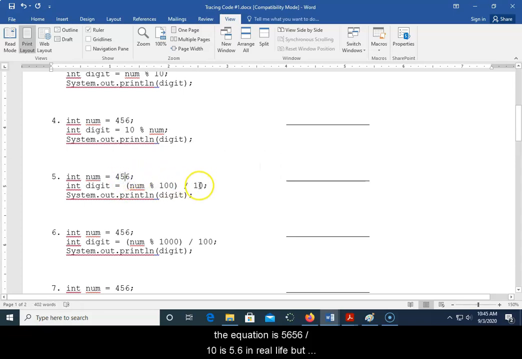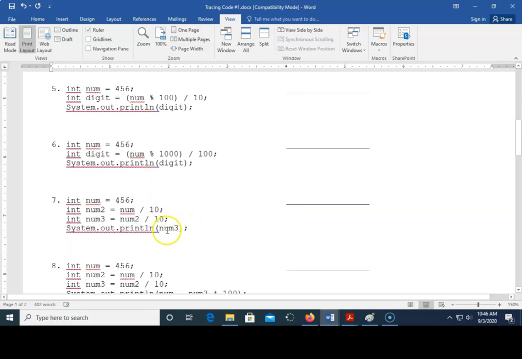56 divided by 10 is 5.6 in real life. But remember, 56 and 10 are both integers, and digit's an integer. So what happens is, instead of 5.6, you would get 5, and that 0.6 would get chopped off. So the answer to 5 is 5.